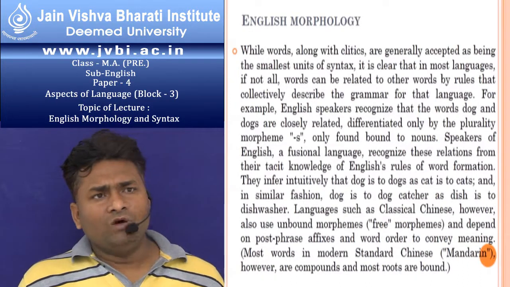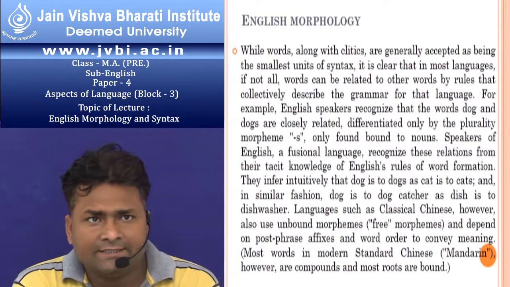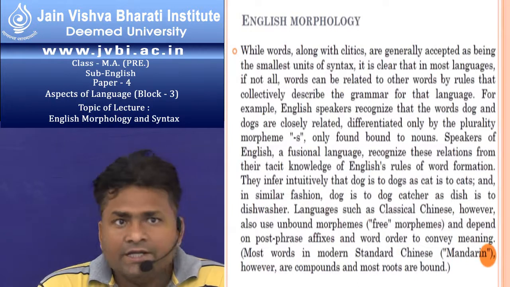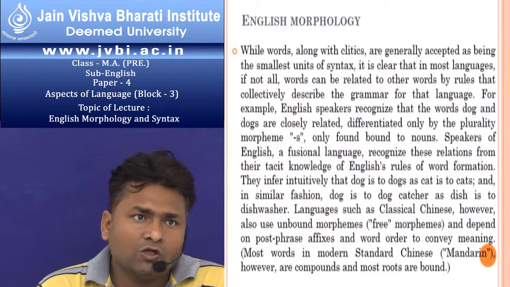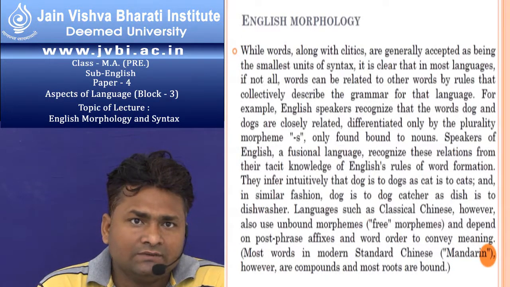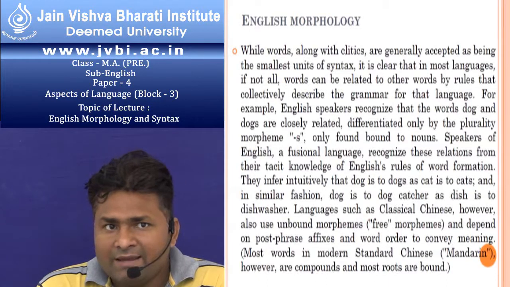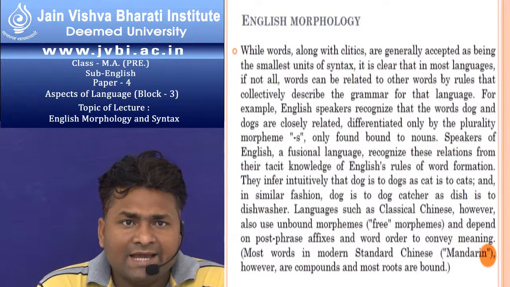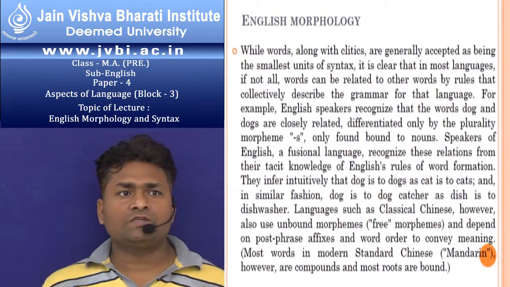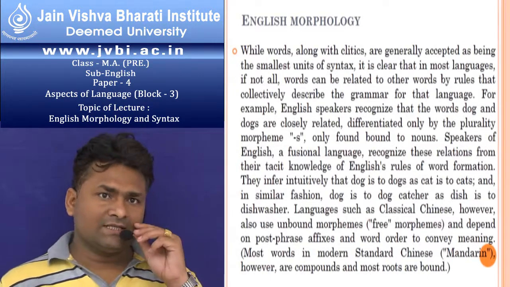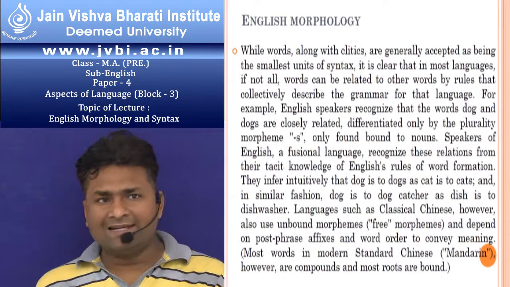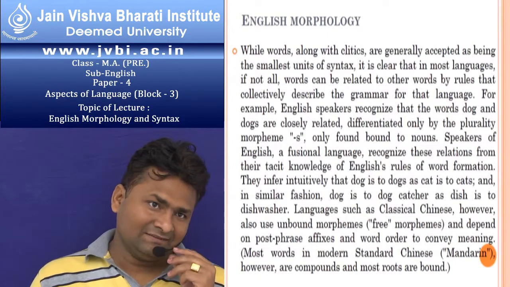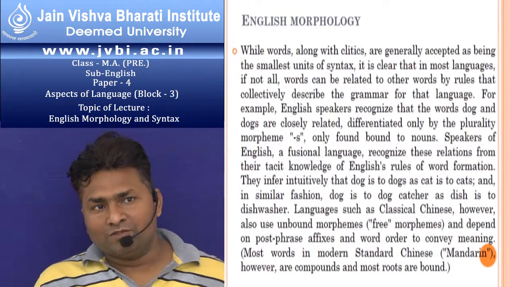You see, while words along with clichés are generally accepted as being the smallest unit of syntax, it is clear that in most languages, if not all, words can be related to other words by rules that collectively describe the grammar for that language. For example, English speakers recognize that the words dog and dogs are closely related, differentiated only by the plurality morpheme S, only found bound to nouns.